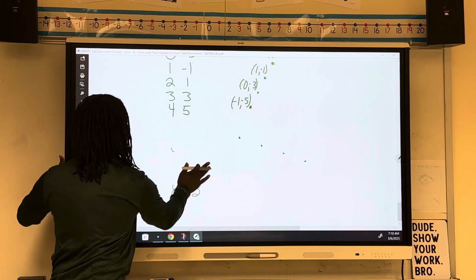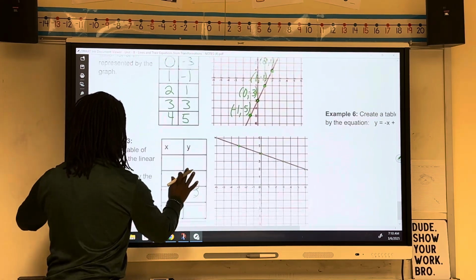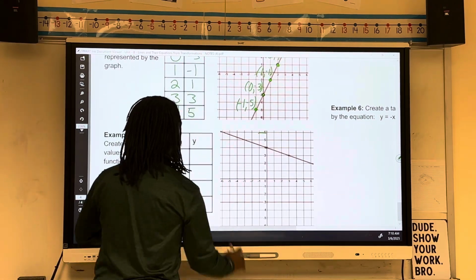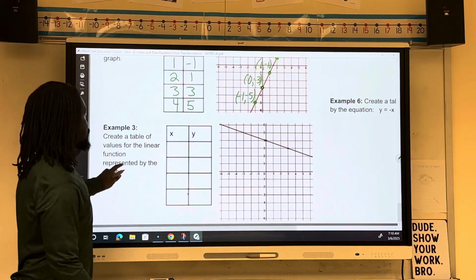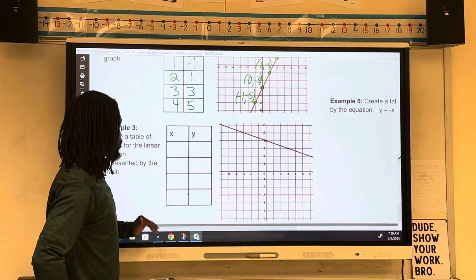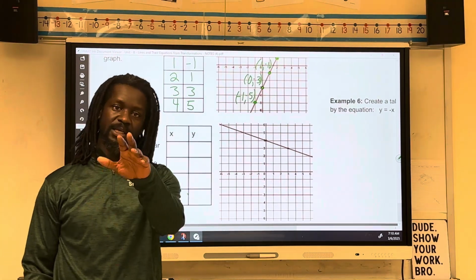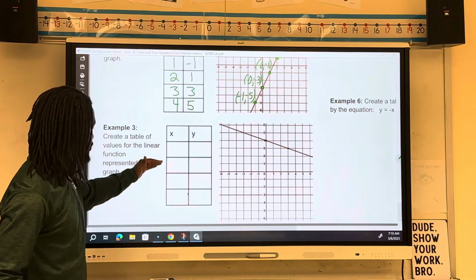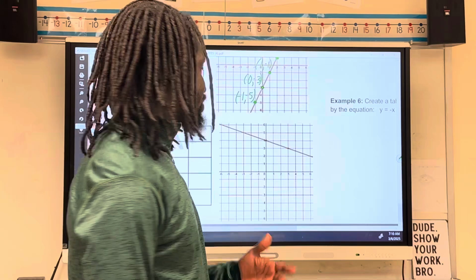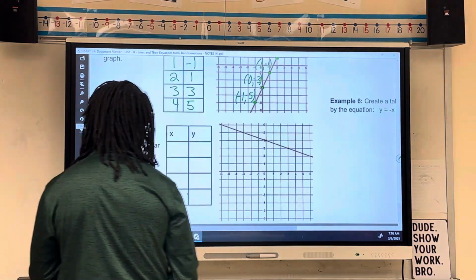Last one. I want you to do this one on your own again. Identify, again, we have 4 rows, so we need 4 points. So I need you to identify 4 points, and then find the coordinates, and then put those coordinates in the table.